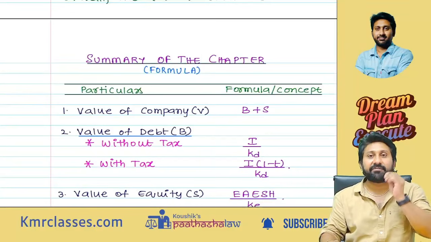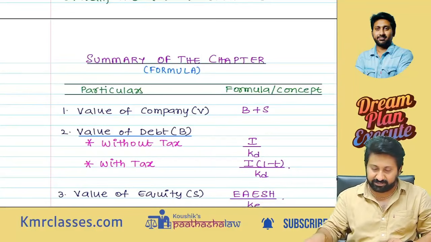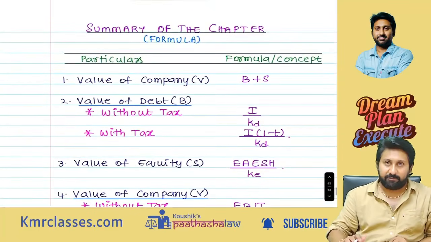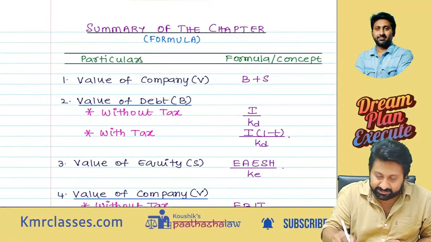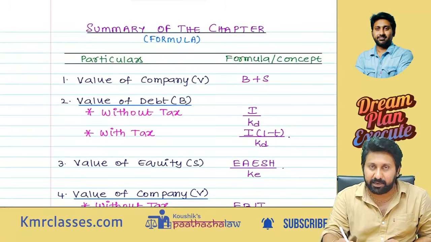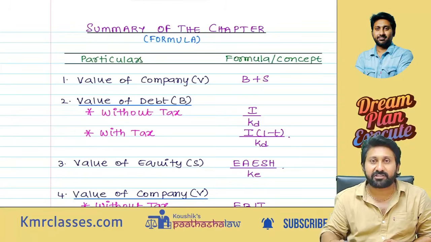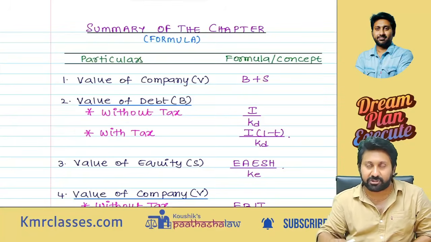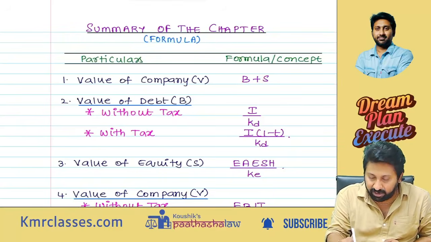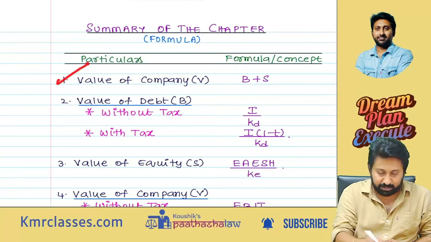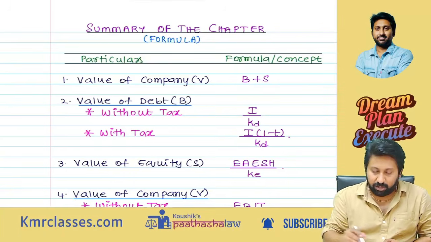Here there are only 7 formulae which we need to understand. See here. First one, value of a company. Value of a company is B plus S. B means value of its borrowings, which is also called as debt. S, value of its shareholders or shares, which is also called as equity. Value of debt and value of equity will become the value of company. Number 1. Number 2, value of debt.